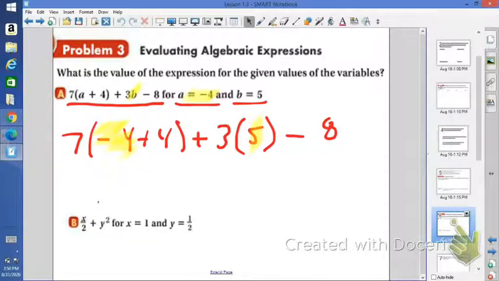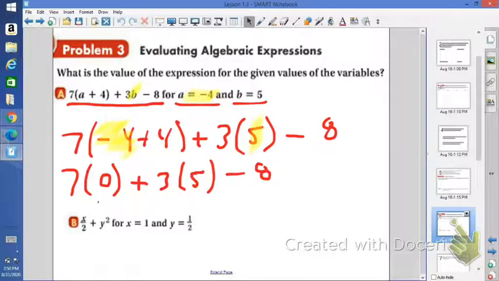Okay, now if you remember your order of operations, please excuse my dear Aunt Sally, always do what's in parentheses first. So we're going to have 7 times (-4 plus 4), that's in parentheses. -4 plus 4 is 0. And then plus 3 times 5 minus 8. So we took care of what's in parentheses.